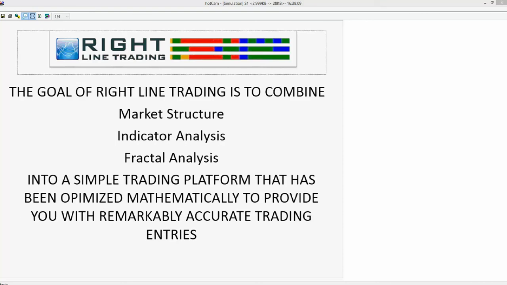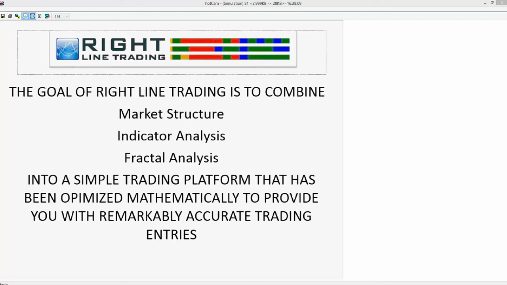So the goal of Rightline trading is to combine market structure. We have a profound respect for market structure, and we believe that market structure comprises about 80% of the information that's required in order to take a successful trade. Without a respect of market structure, indicator analysis and fractal analysis are essentially rendered ineffective.